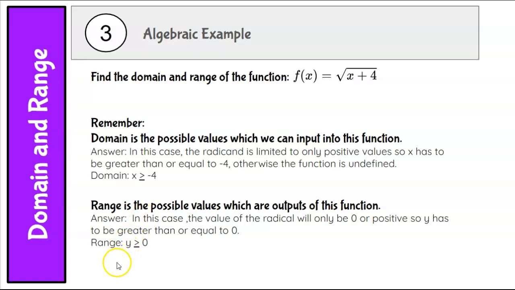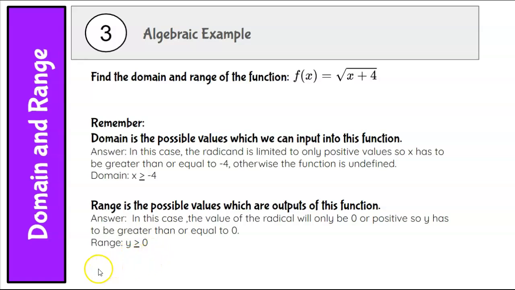The range is the possible values which are outputs of this function. In this case, the value of the radical will only be 0 or positive, so you can only have things that come out of a square root be 0 or anything bigger than that. So y also has to be greater than or equal to 0. So my range is anything greater than or equal to 0.